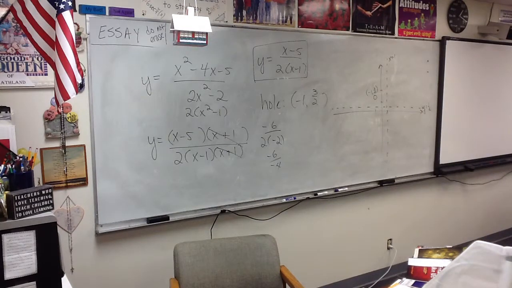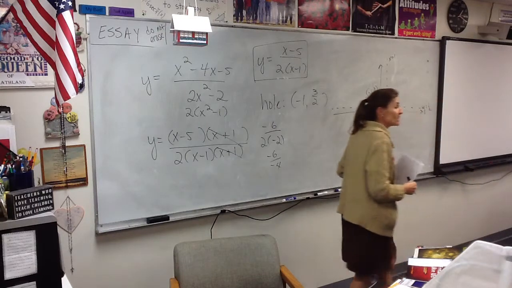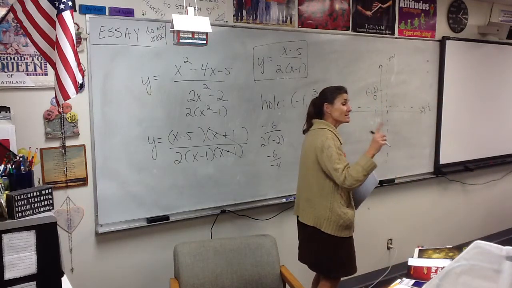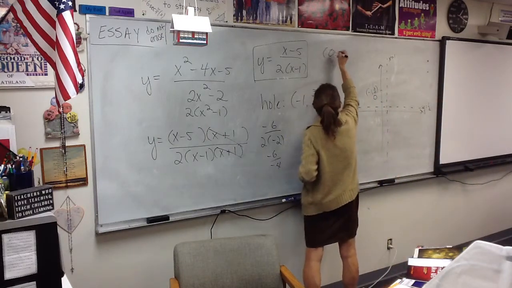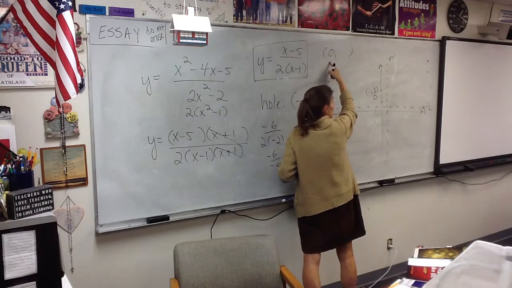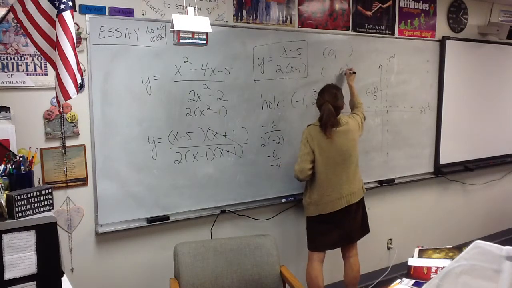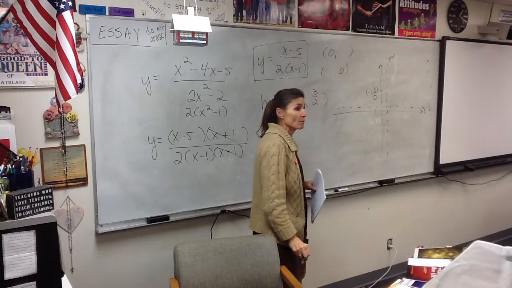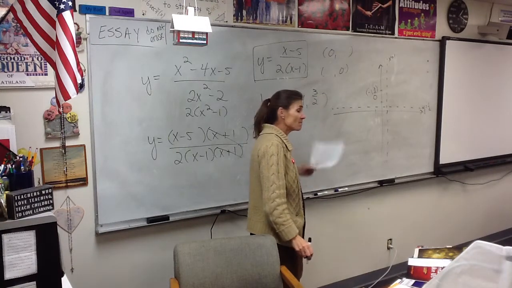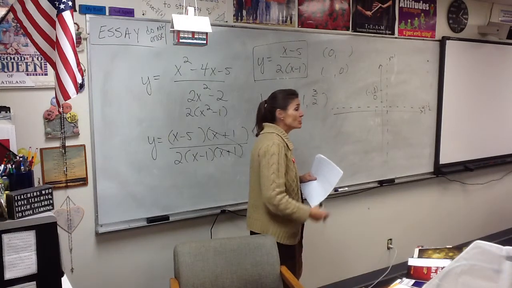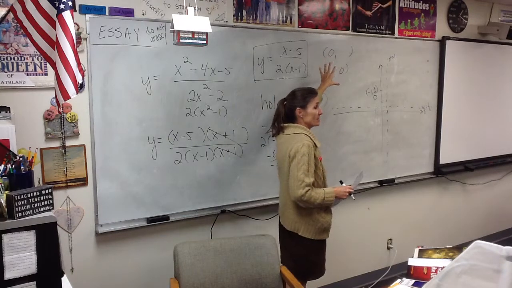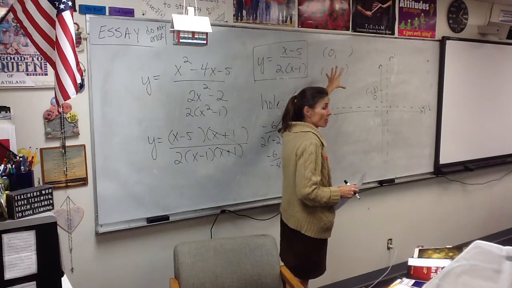Now my intercepts. I want you to not be worried about which one's which. We'll figure that out as we go. Just know that one of them has a 0 in the x spot and one of them has a 0 in the y spot, right? That's how you find intercepts. So don't put them in the blanks yet. Let's just figure out what they are.